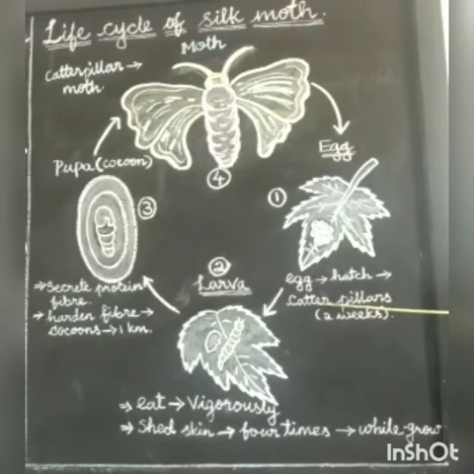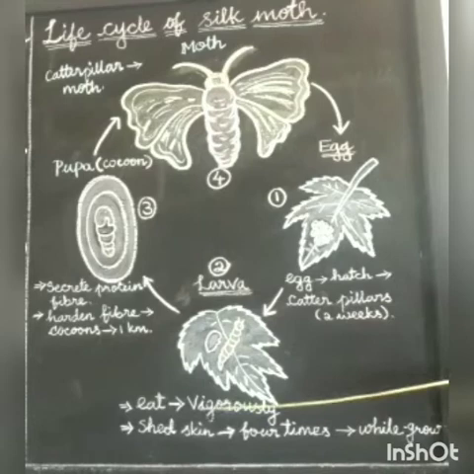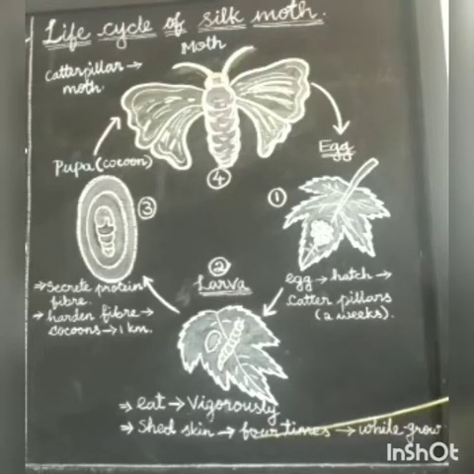The second stage is larva. After hatching, the caterpillars feed vigorously. They are fed with fresh mulberry leaves. During this period, the caterpillars shed their skin 4 times while they grow. Next, the silk moth moves to pupa.